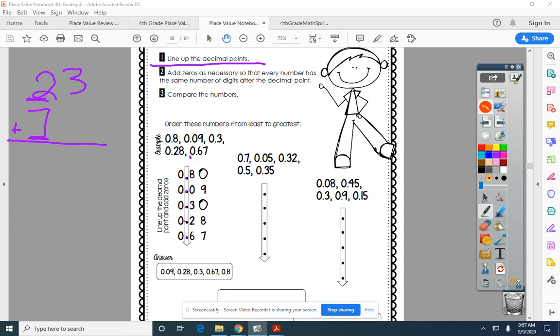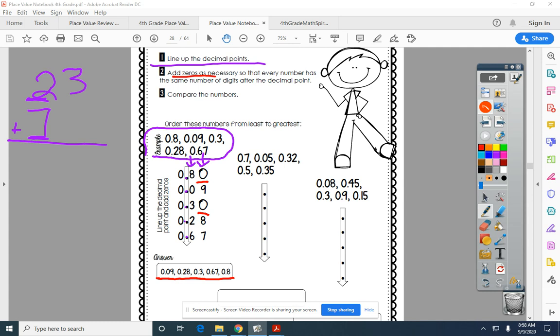So if I line up the decimal, this is all tenths and this is all hundredths, and it makes it way easier for you to compare them. Okay? So just like when you're adding, I need to line up the decimal place. Here they've taken all those numbers and lined up the decimal place. Next, step 2, they say add zeros. We already did that, right? We've done that on the last page. So here they added a 0 to 0.8. They added 1 to 0.3 to make them all have the same number of places. Now, compare the numbers. And they did that. So right here, they're going 0.9, 0.28, 0.3, 0.67, 0.8.